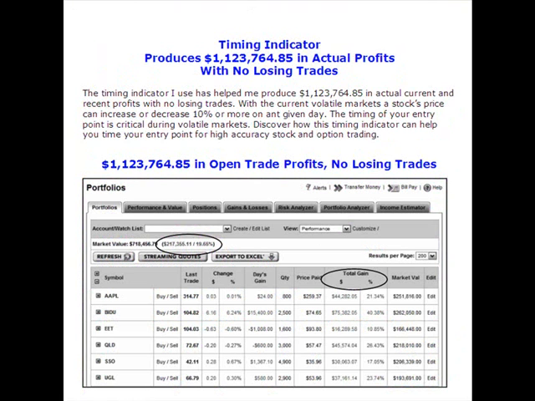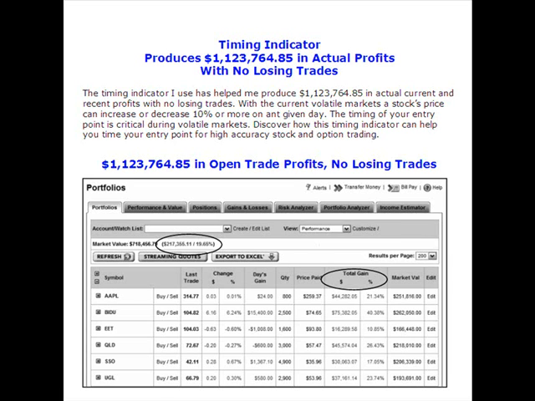I wanted to talk today about a timing indicator I use that helps me select an entry point for stock and option trades. Now, with today's volatile markets, we can have wide price swings in stocks, and on any given day, we could have a stock go up or down 10% in one day. So in this type of a market, it's very important that you time your entry for a trade so that you have a high probability of success.